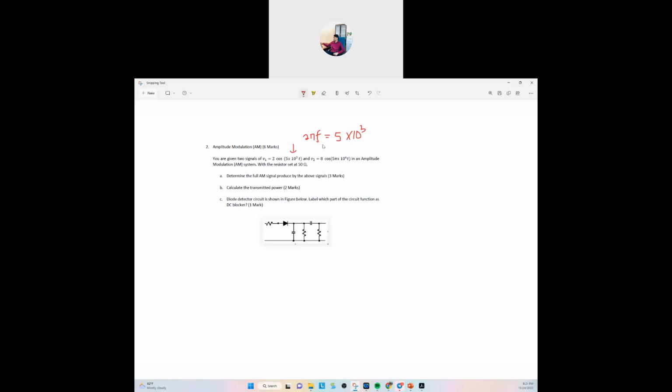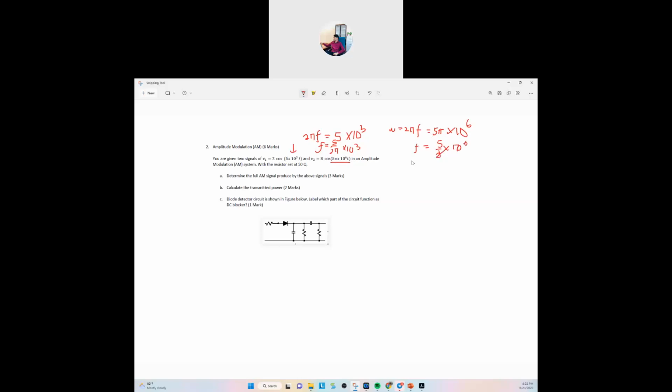Okay, this one is 2 pi f. So what is your f? Your f is actually 5 divided by 2 pi, times 10 to the power of 3. Okay, so this one is omega equals 2 pi f, equals 5 pi times 10 to the power of 6. So for f it is actually 5 over 2. Okay, pi is cancelled, so you have times 10 to the power of 6.